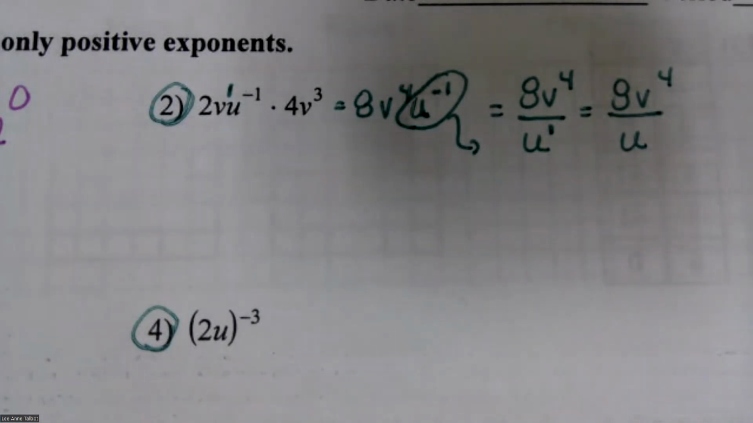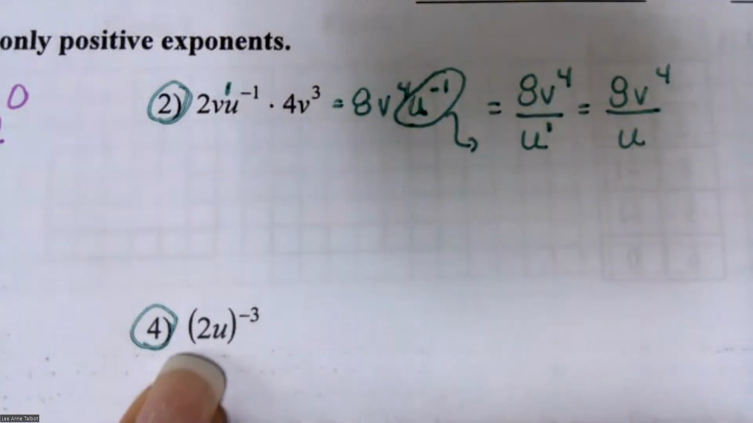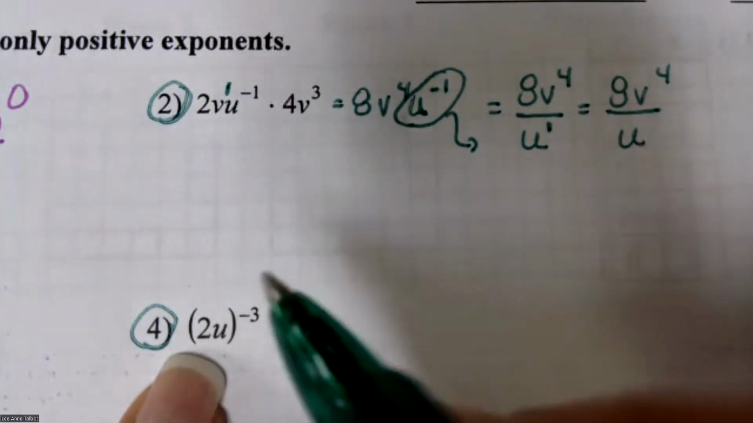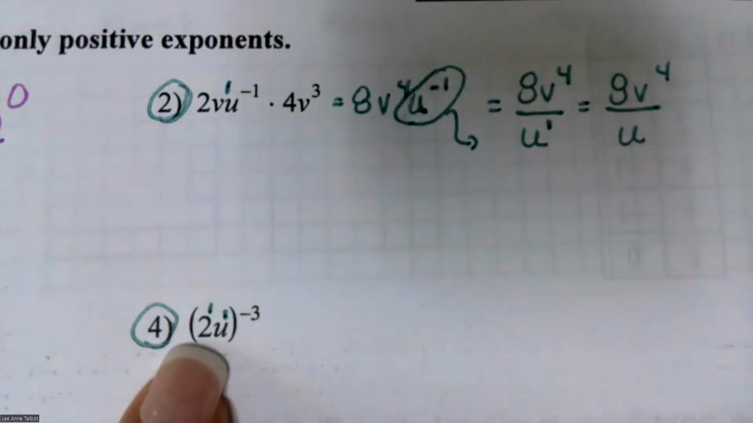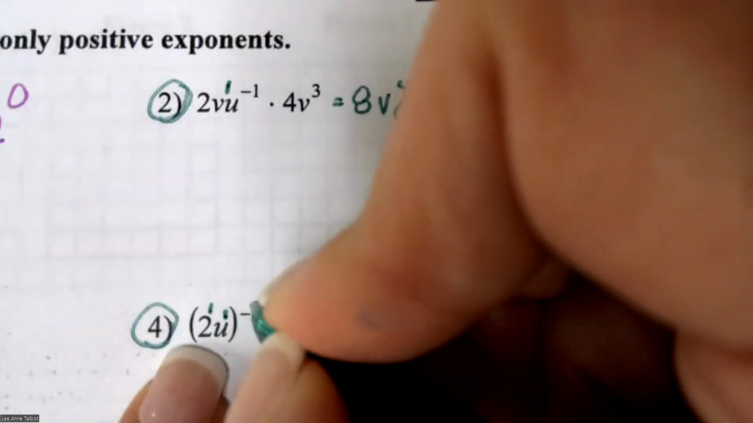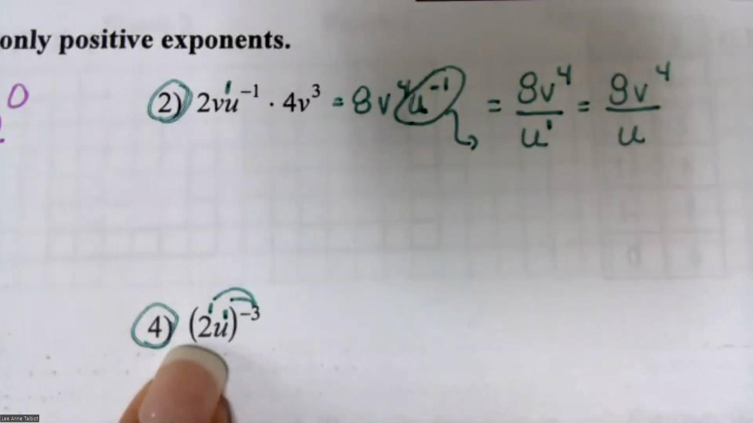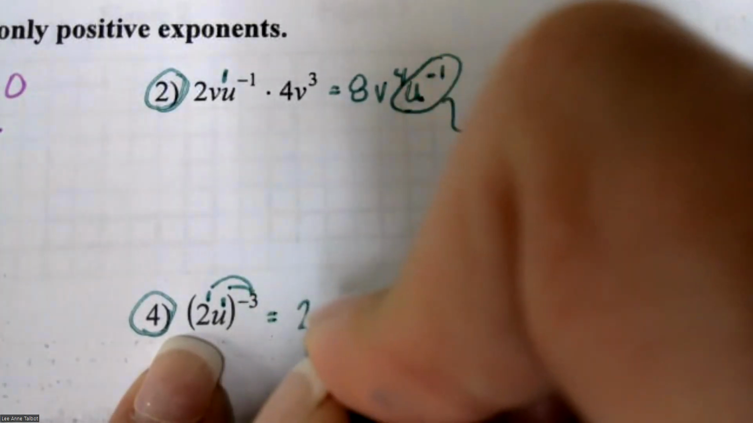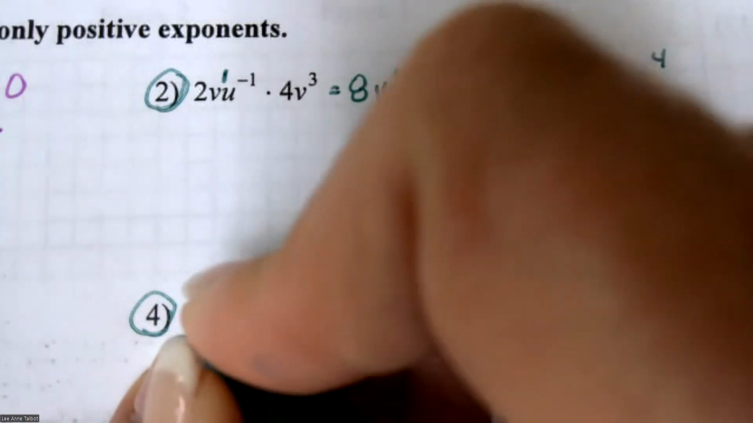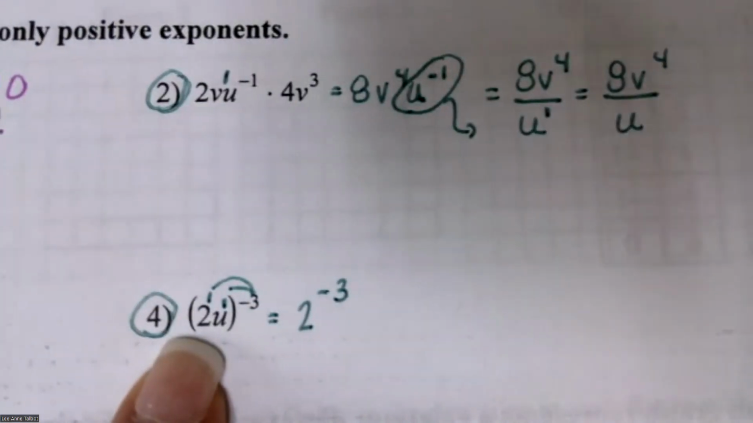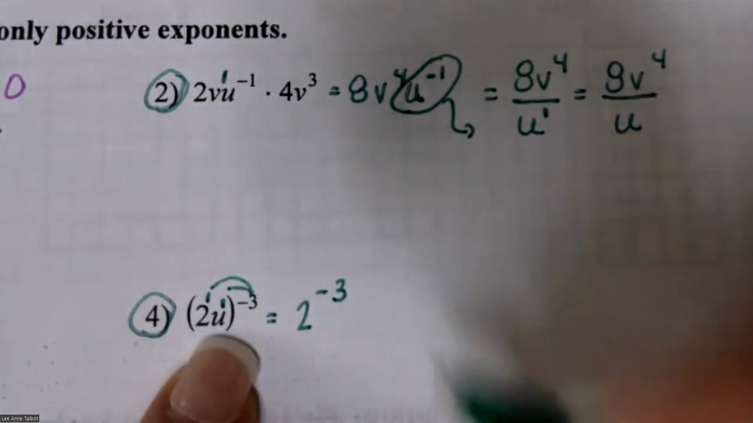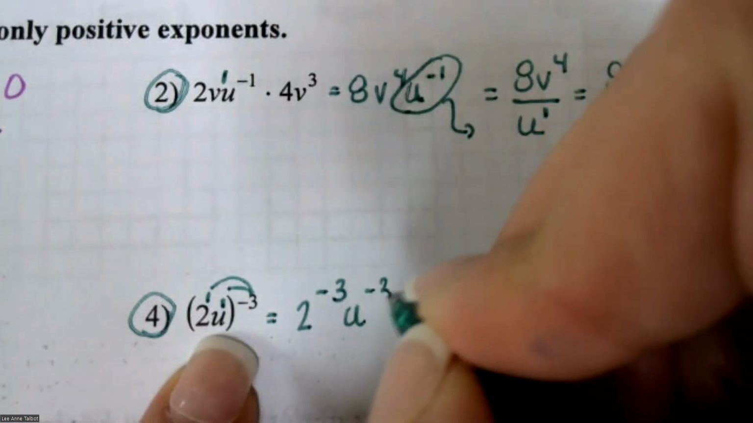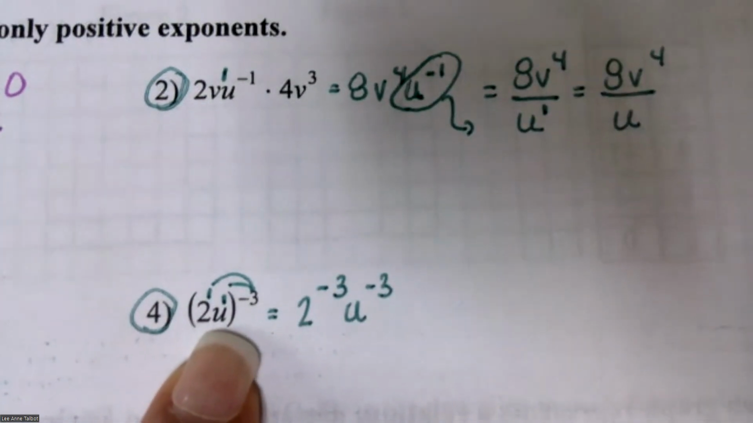Okay, next. 2U to the negative 3. This is another one where we have to remember that there's little ones on exponents on both of these things. And this is a power problem, which means we're going to multiply those exponents. So I have 2 to the negative 3 because negative 3 times 1 is negative 3. And U to the negative 3 because 1 times negative 3 is negative 3.